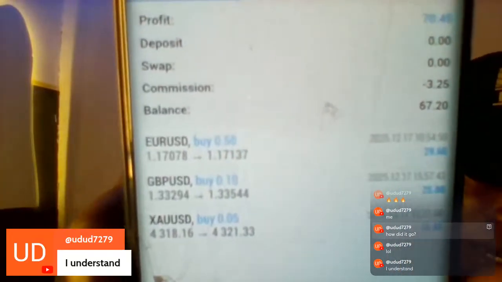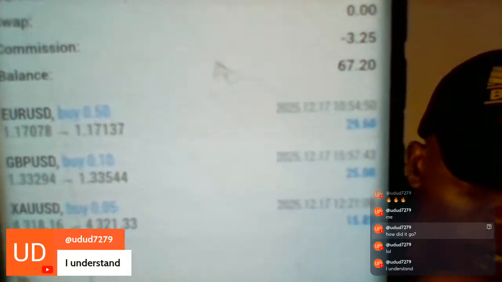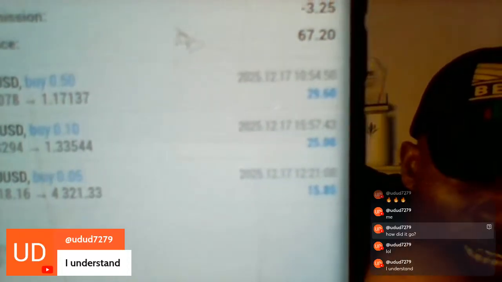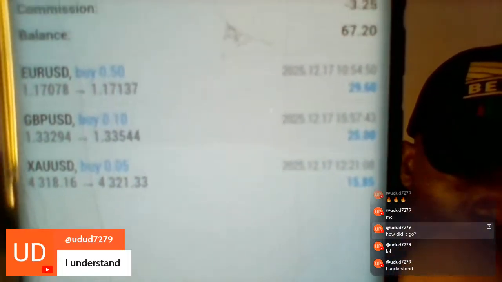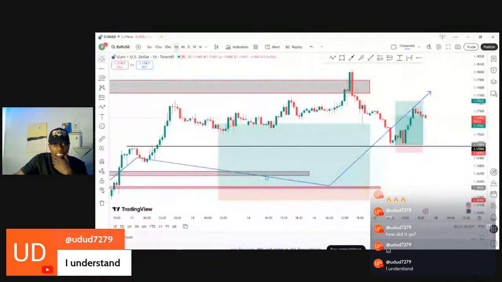That's the first trade that I took today. Check up EURUSD. But I'm sure you can see the amount that I made, $29 from EURUSD. I don't even know that I took a trade on EURUSD today. I don't know until I see this particular thing.